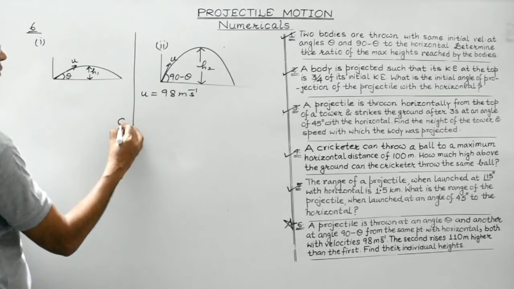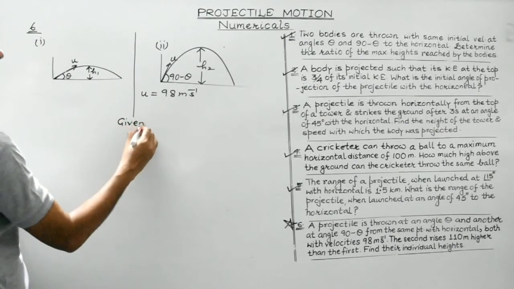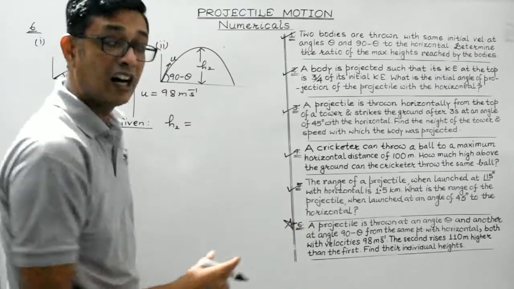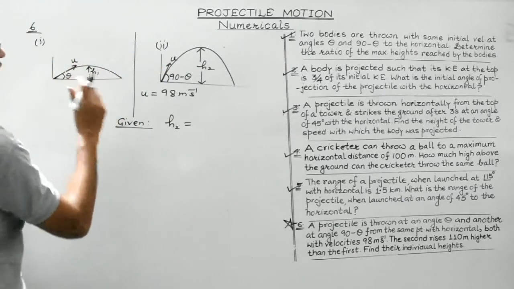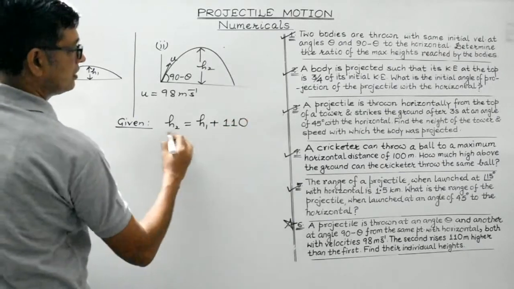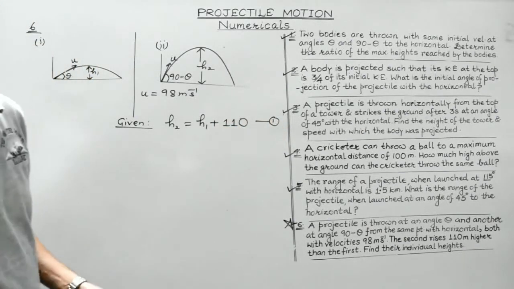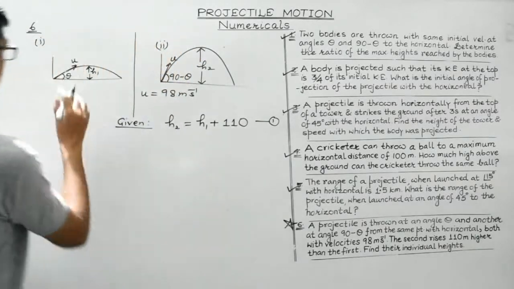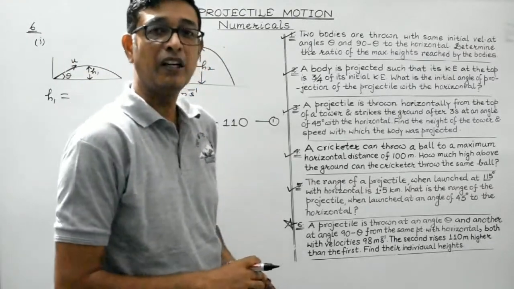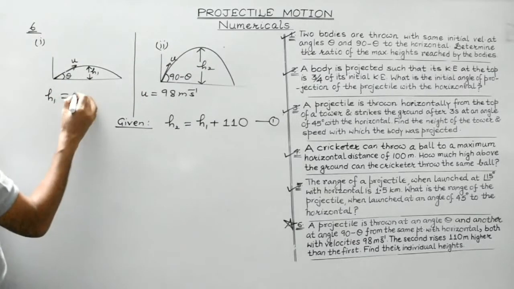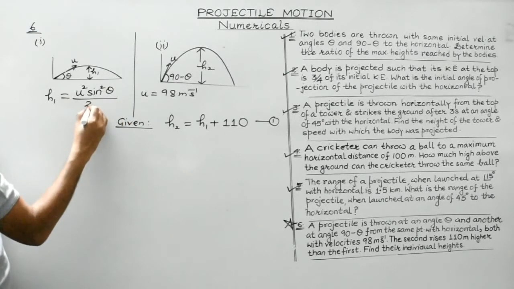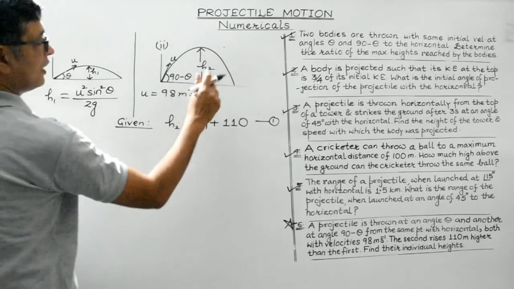So what is the given information? Given information is second one, H2, rises 110 meter higher than the first one. So it is given to be H2 equals H1 plus 110. This is the information which is given. Right? Okay. Over here, let's find out the value of H1. We are aware maximum height attained is given by u square sine square theta by 2g, right? So it is u square sine square theta divided by twice g. What about H2?